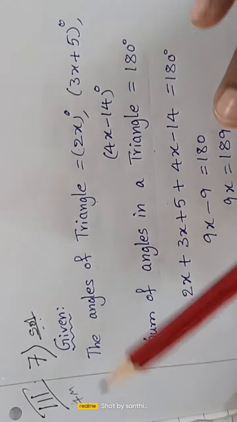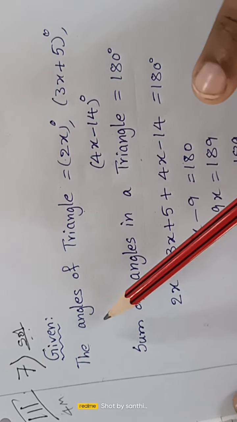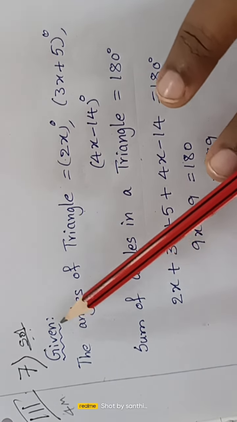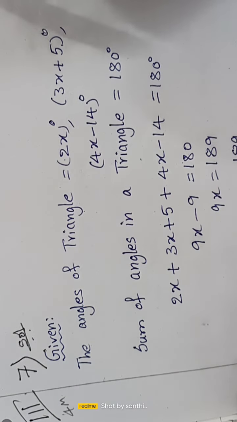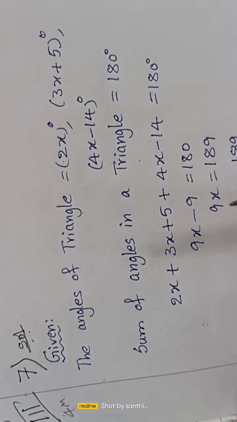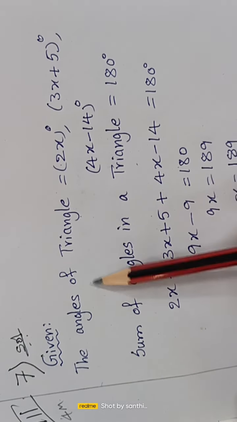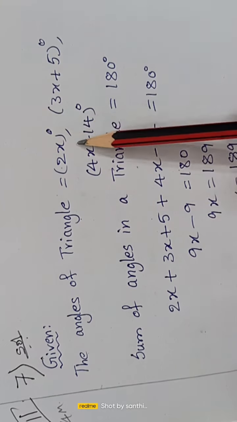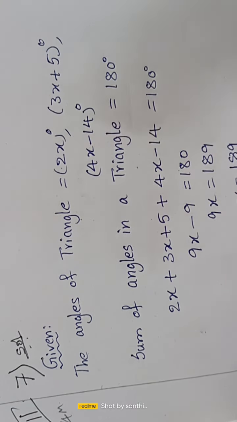Then with that second Roman over, now in third Roman 4 mark question, one question is there, that is question number 7, same as 10th class. The 9th and 10th both are in the same model. It is very good for students. 7th question, they have given angles of triangle are 2x, 3x plus 5 and 4x minus 14, and they ask to find the angles of triangle.